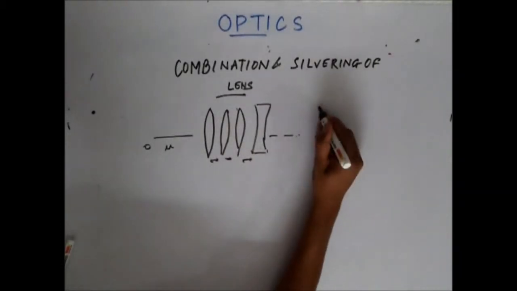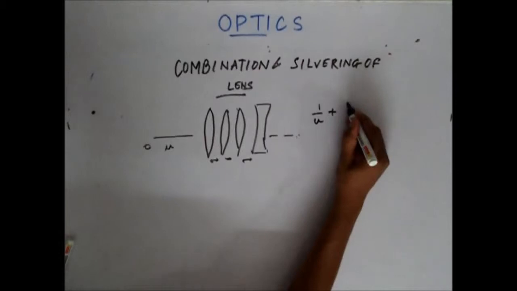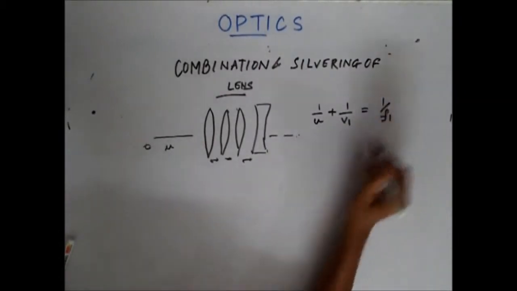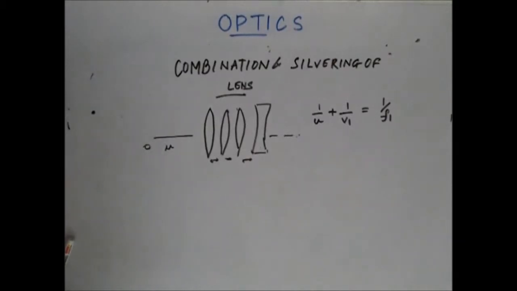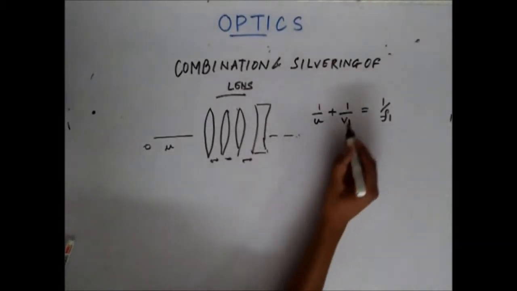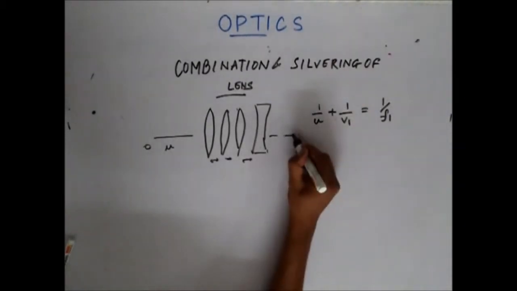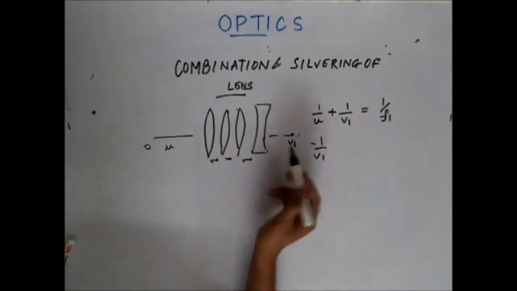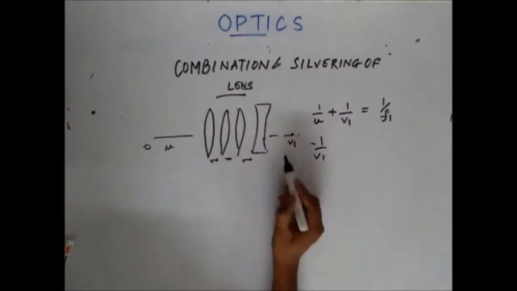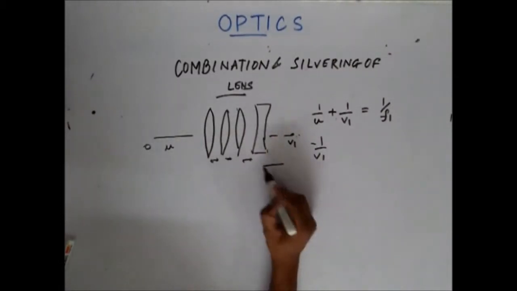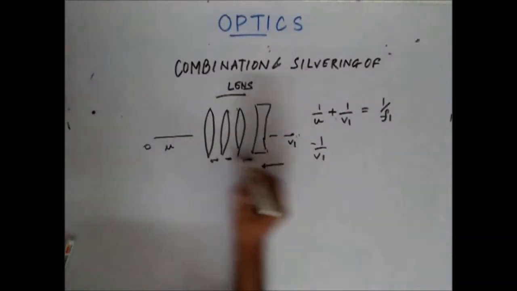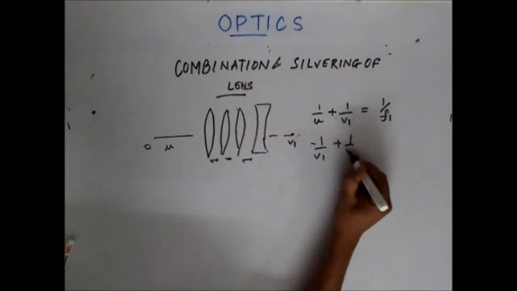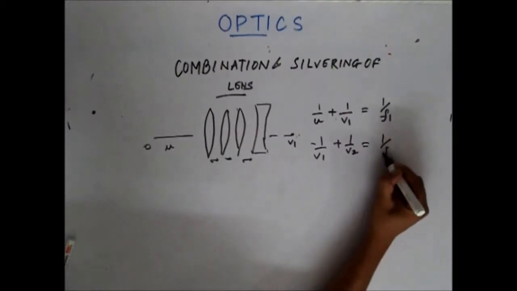This lens. For this lens I can write 1 by u plus 1 by v1 is equal to 1 by f1, the focal length of the first lens. For the second lens, this becomes the object. Let's say it forms an image v1 here. So I can write minus 1 by v1, minus sign because to move from the object to the lens, I have to move in this direction. The ray of light moves in this direction. Plus 1 by v2 is equal to 1 by f2.